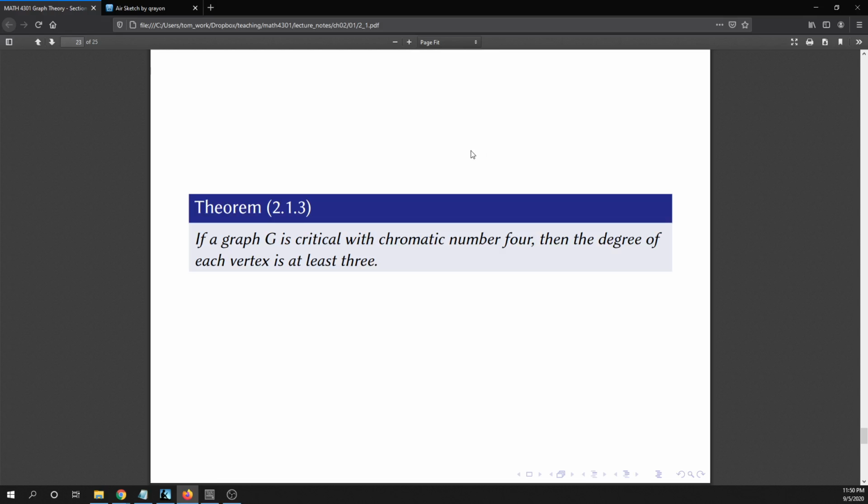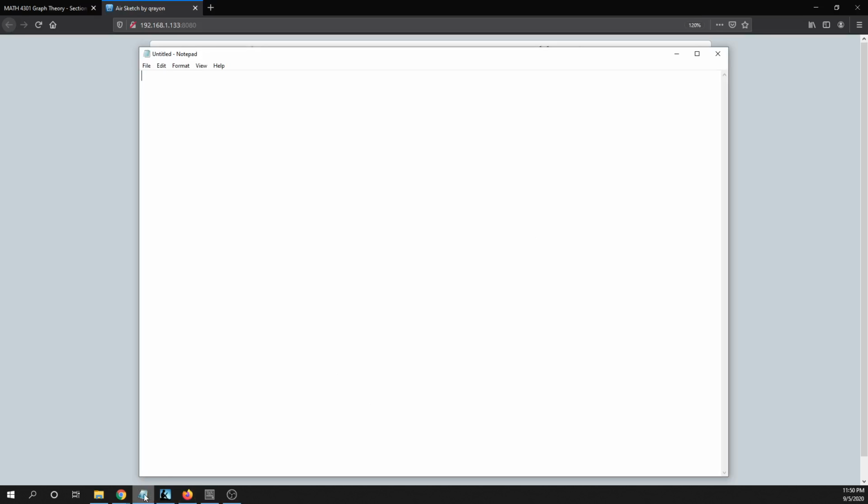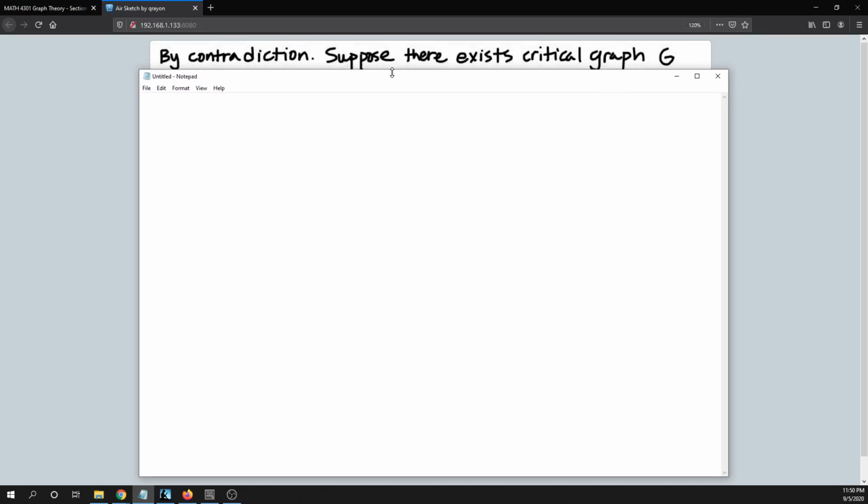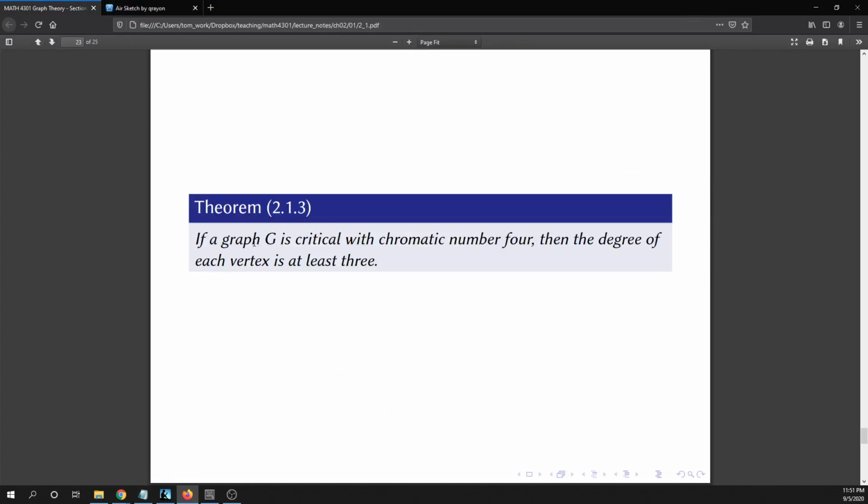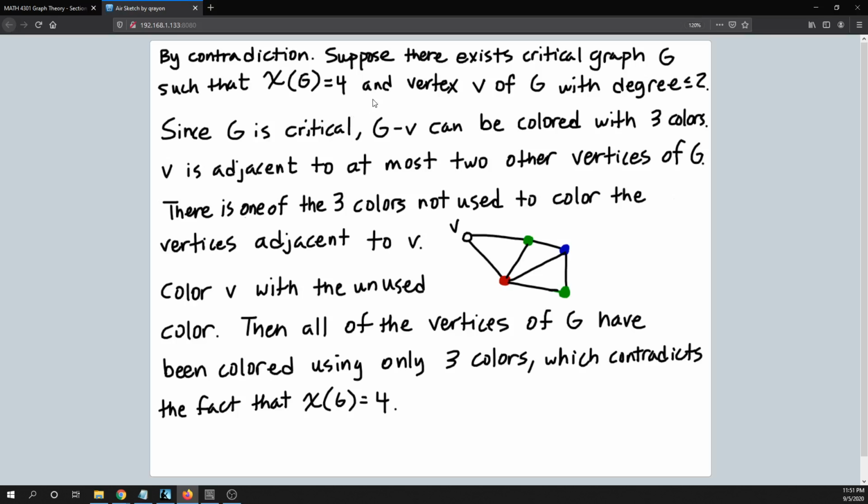I already have this proof written out to speed it up a little bit. We're going to prove this by contradiction. So we can assume the hypothesis is true: G is a critical graph of chromatic number 4, and then the opposite of the conclusion, that it is not the case that the degree of each vertex is at least 3. If that's not true, you're going to have a vertex with degree 2 or less in there, so that's what we get to assume.